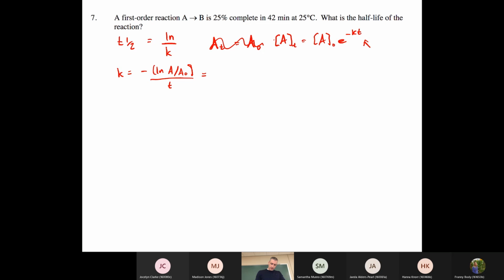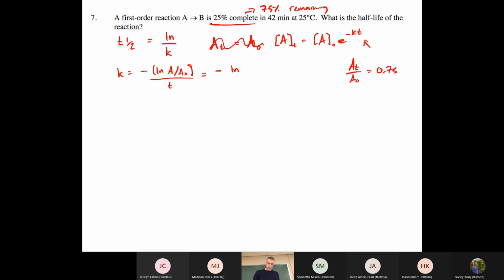So up top here, we have this A over A0. We don't actually have concentrations at time t or initial concentrations at all. But what we do know is that it's 25% complete after 42 minutes. So if it's 25% complete, that means that there is 75% remaining. And what we can say then is that A at time t over A naught equals 0.75, right?